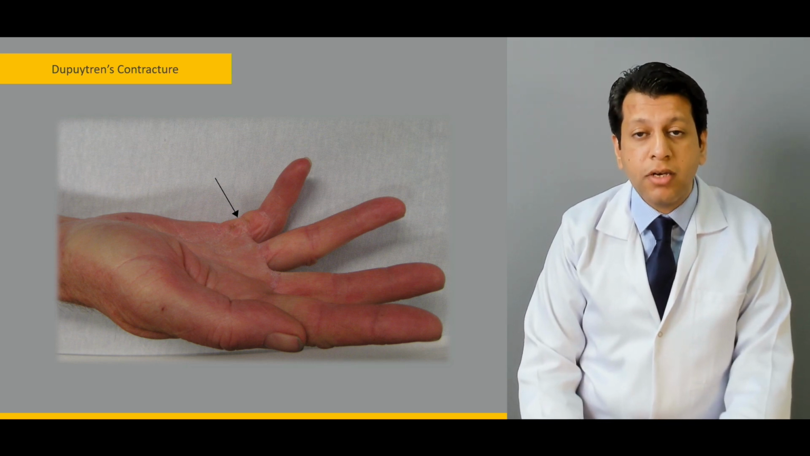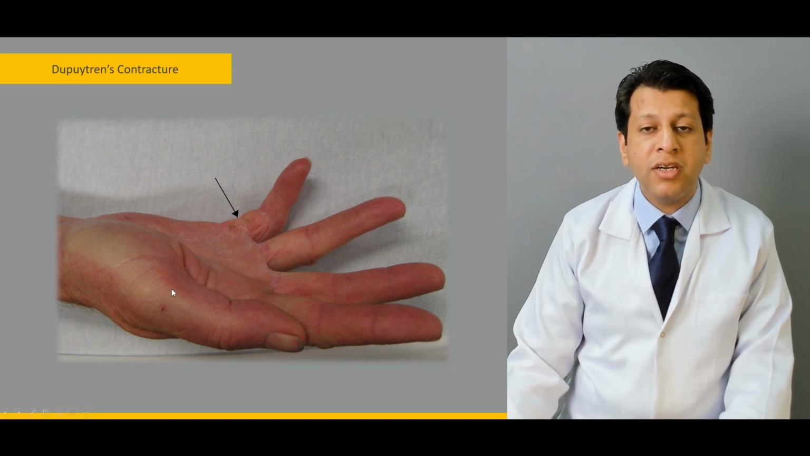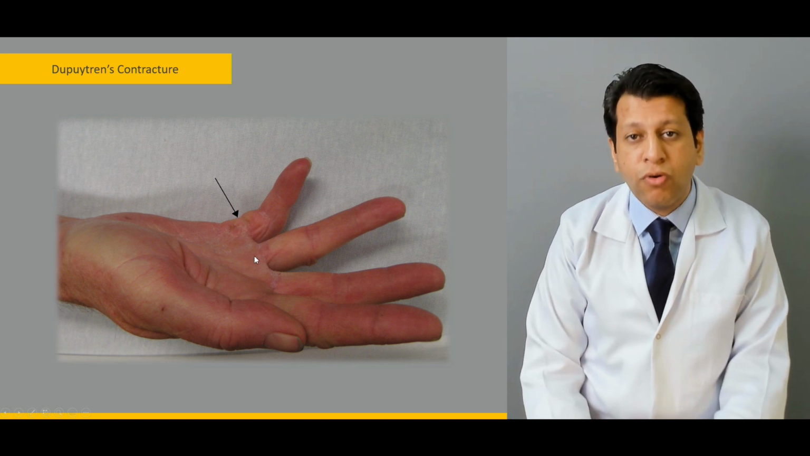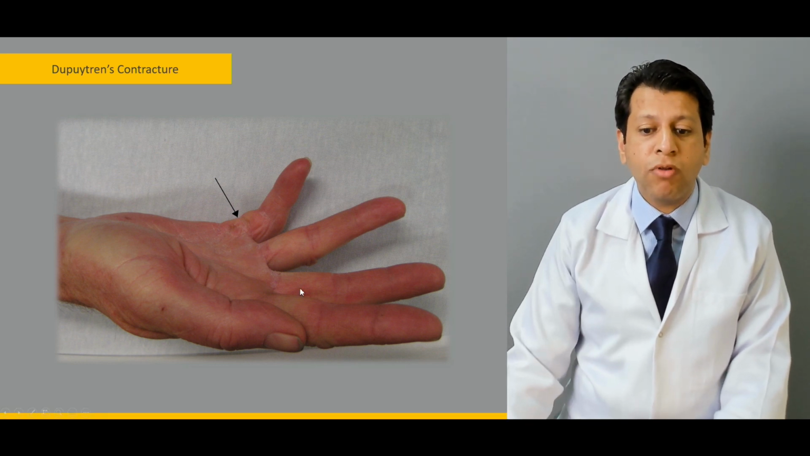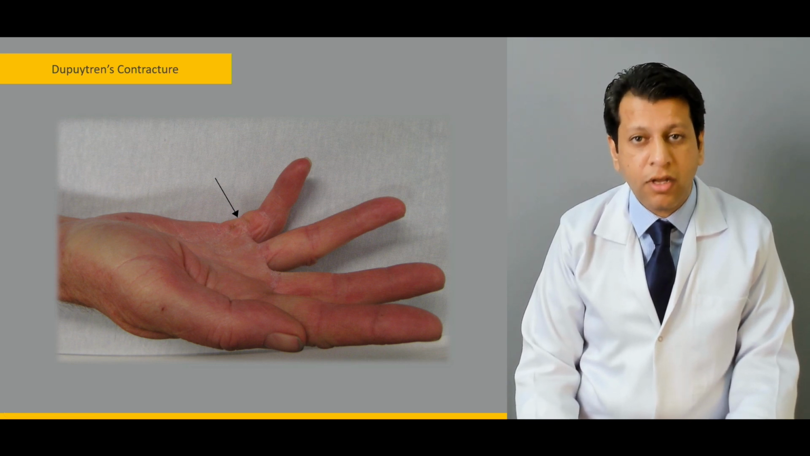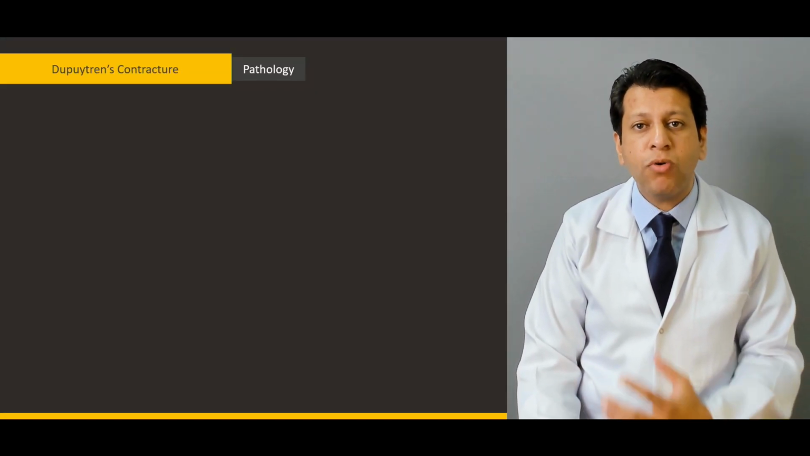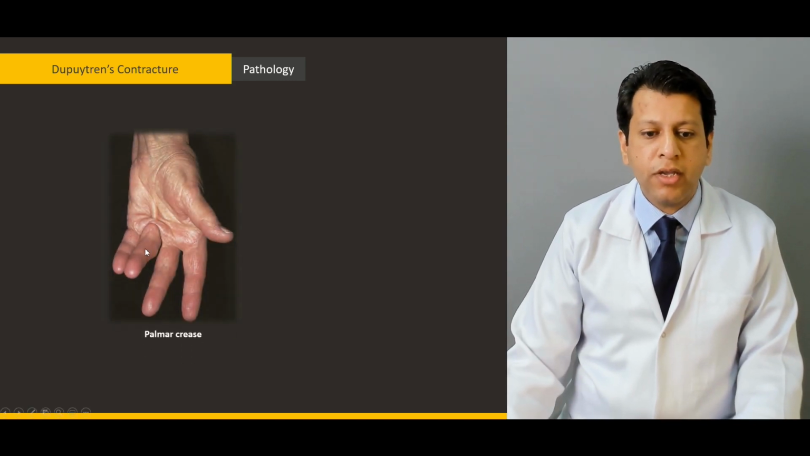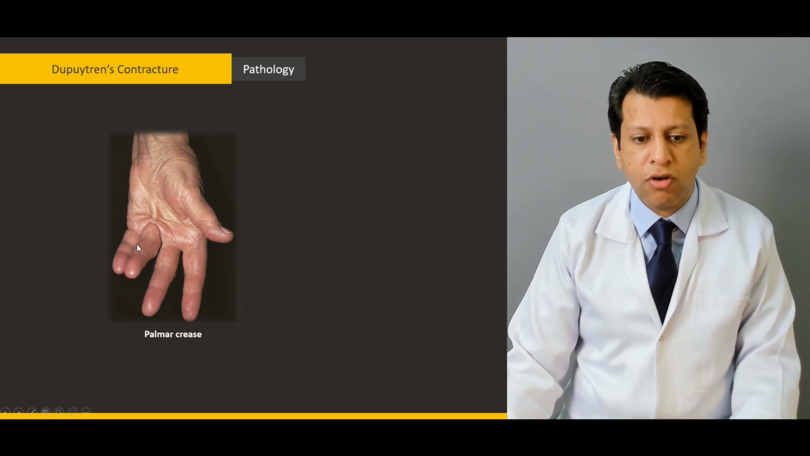Usually the most common area is the ring finger. The ring finger is the most common structure involved. Then after that, in terms of incidence, comes the little finger, then the middle finger, and lastly, rarely but yes, it can involve the index finger or even the thumb. But usually the most common is the involvement of the ring finger, as you can appreciate over here, and the distal palmar crease is the most commonly involved region.